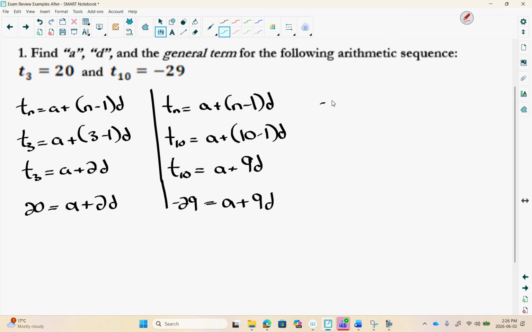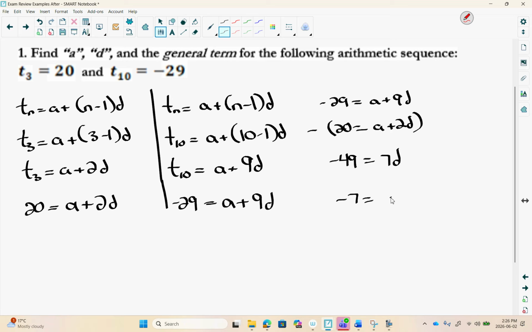I'm going to take this equation, and I'm going to subtract this one, 20 equals a plus 2d. It wouldn't matter what order you did this in. Negative 29 minus 20 would give me negative 49. A minus a, there's no a's left. That's why it's called the elimination method. And then 9d minus 2d would leave 7d. I divide both sides by 7, and I get negative 7 equal to the common difference.